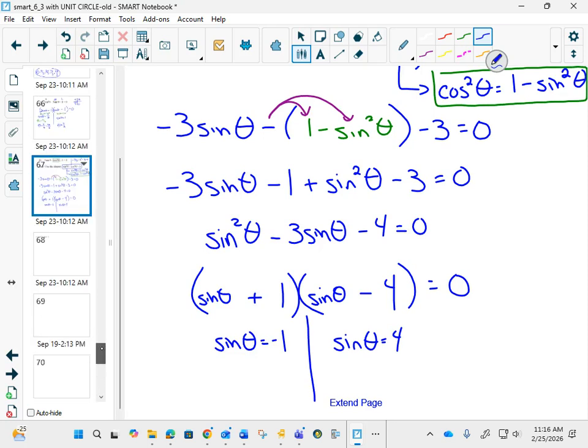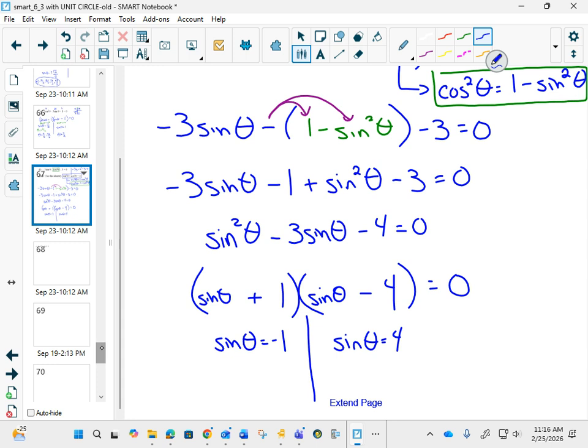This still would appear on your non-calculator part of your test. Is 1, negative 1 on your pie plate? Yes, axes family. What angle is the y coordinate negative 1? 3 pi over 2. Is 4 on your pie plate? No. So the first thought is, how can I do this without a calculator? Because this value is not on my pie plate. But it's still possible to do.